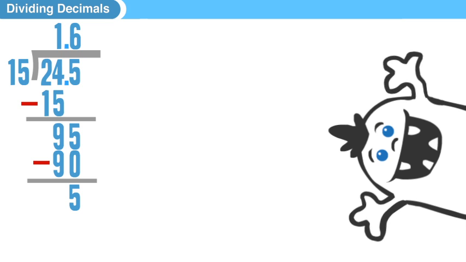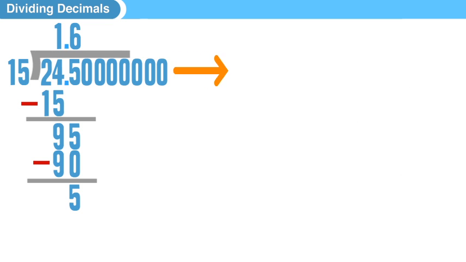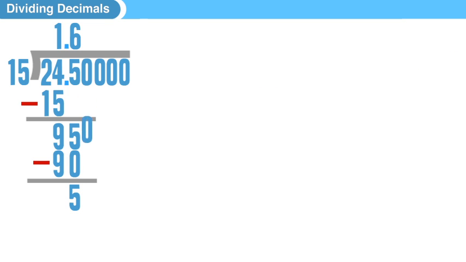So now what do we do? Well, we're going to imagine that there are zeros going on to infinity after 24.5, because remember, there actually are zeros that go on to infinity after 24.5. So it's 24.5, 0, 0, 0, 0, 0, and so on. So we're going to bring that 0 down, and we get 50.